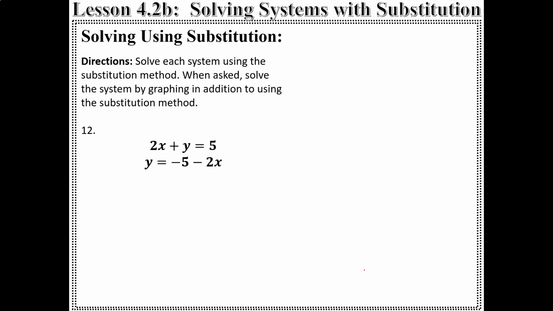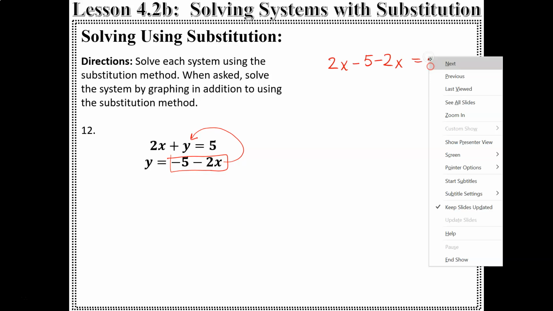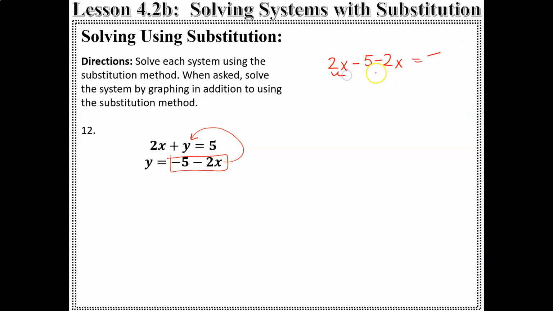12 says 2x plus y equals 5, and y equals negative 5 minus 2x. So, you know what? Let's just plug what y equals into y here, because y is already isolated for us. So now I have 2x minus 5 minus 2x equals 5. So when I add 2x and negative 2x together, well, they're canceled. So I have negative 5 equals 5. And on no planet anywhere does that happen. This is one of your no solutions.